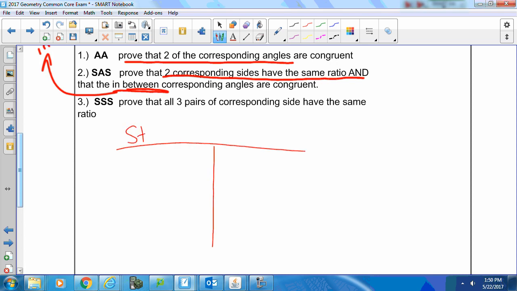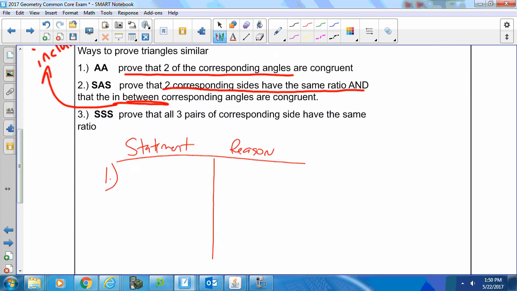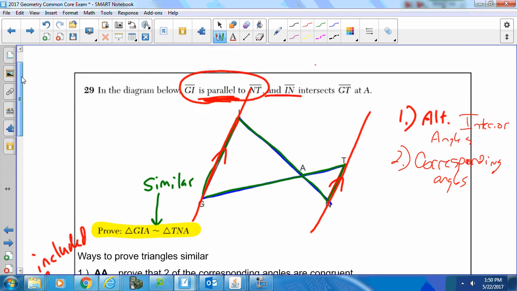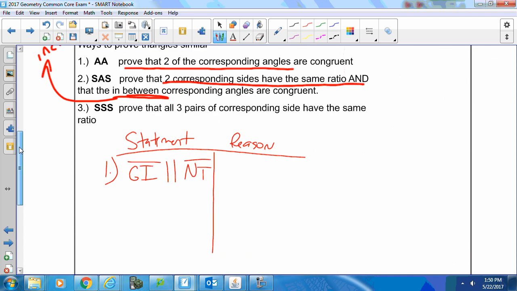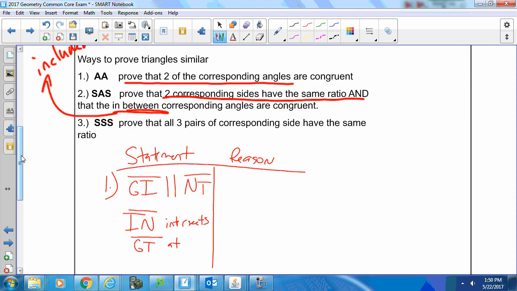So let's write statement, reason. So let's write all the given information. So we could write that GI is parallel to NT. And that IN intersects GT at A. And that's all given.